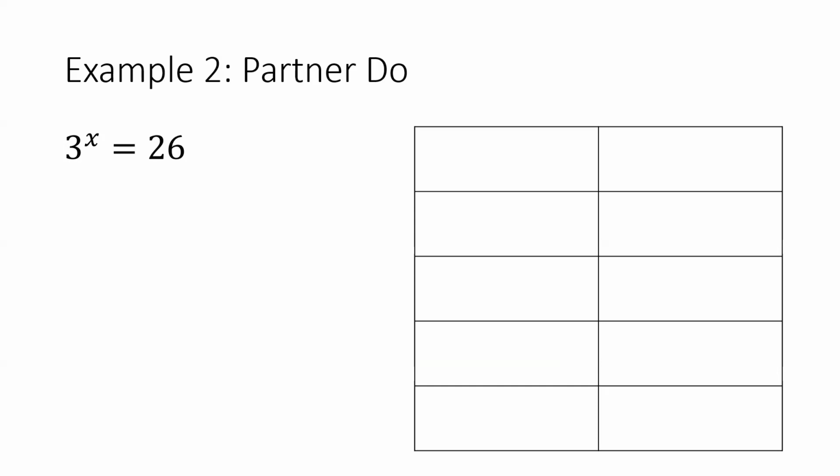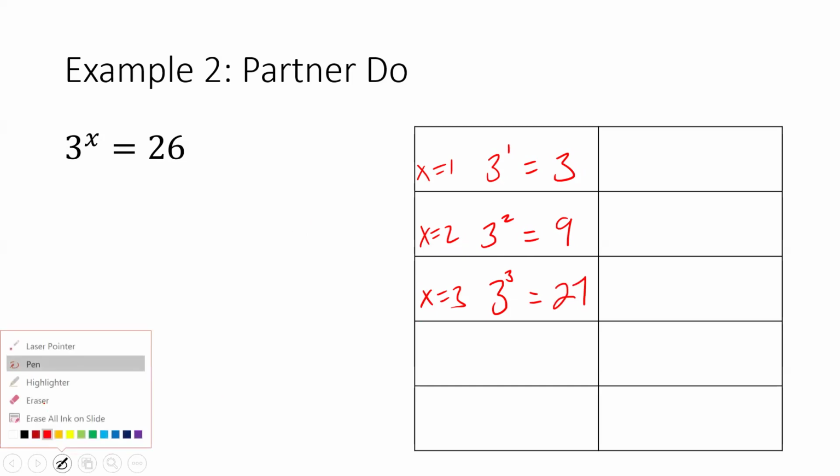All right, so when we let x equal 1, just make sure 3 to the 1 equals 3. If we let x equal 2, 3 squared is 9. If we let x equal 3, 3 to the 3rd, what do we get? 27.